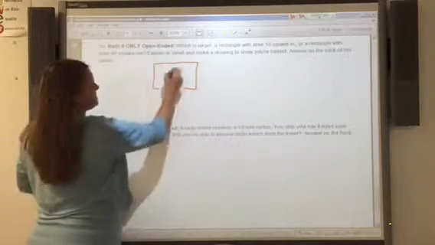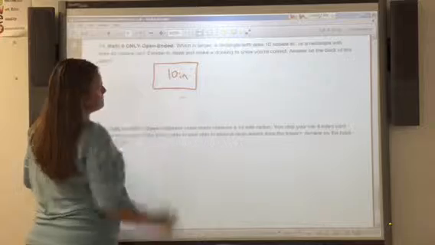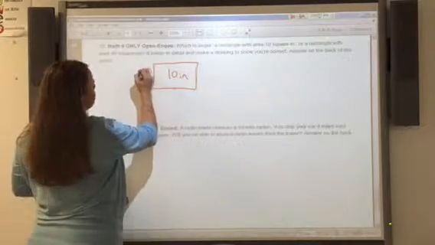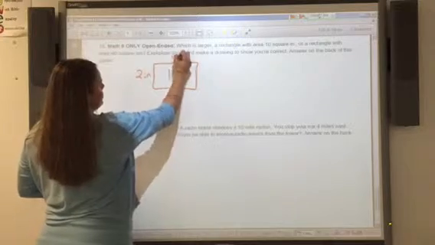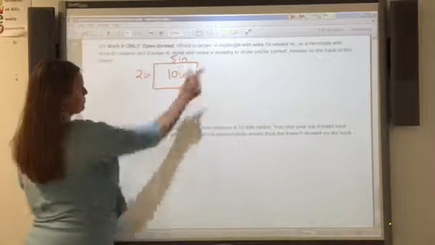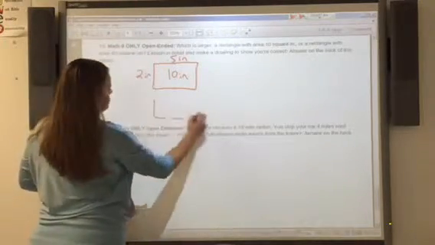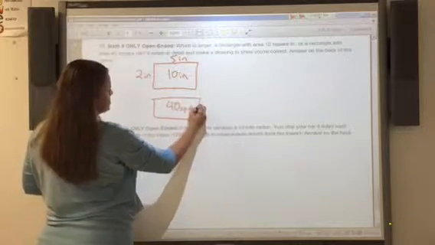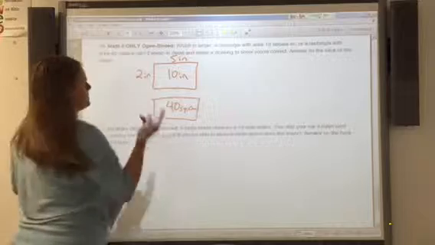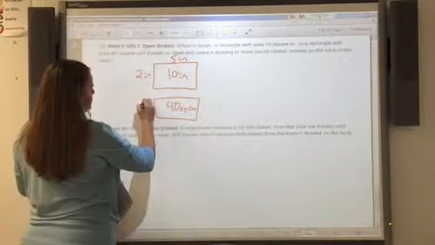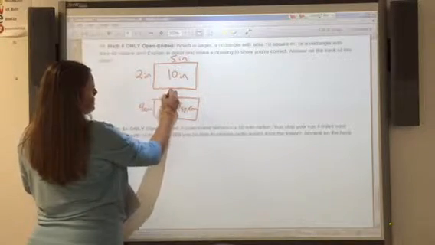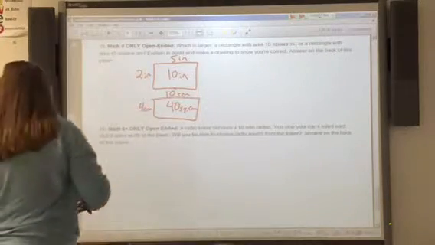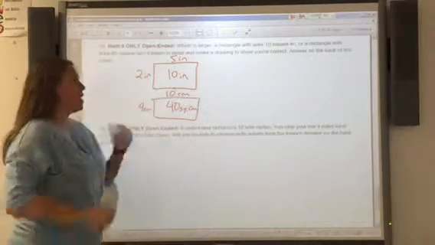If the area is 10 square inches, that means that maybe the dimensions were 2 inches and 5 inches. The other rectangle is 40 square centimeters. So to get 40 square centimeters, I could have done 4 and 10, so 4 centimeters and 10 centimeters. Well, a lot of you got your conversion wrong.